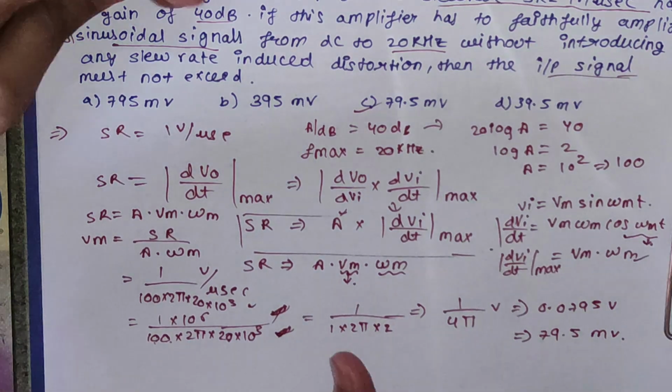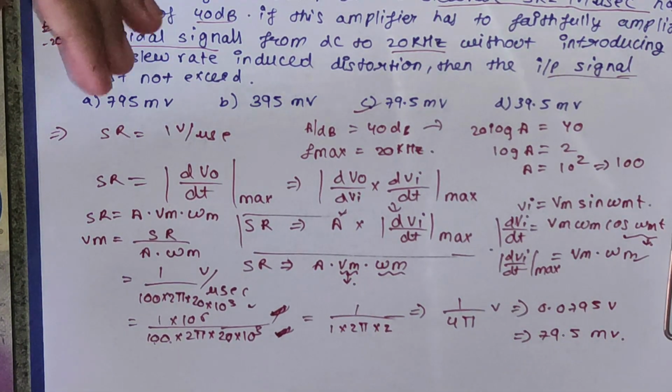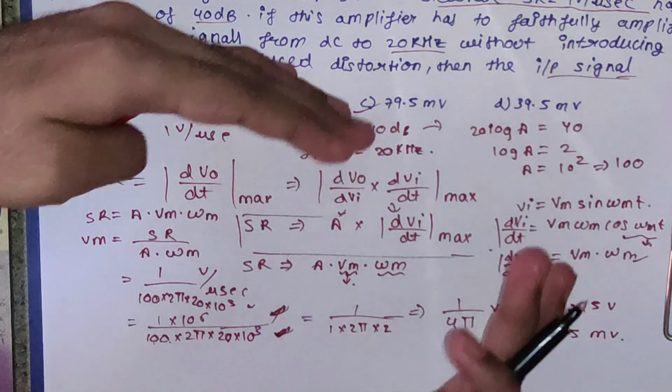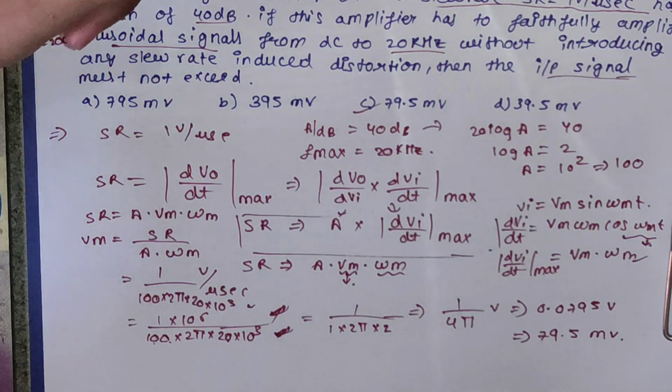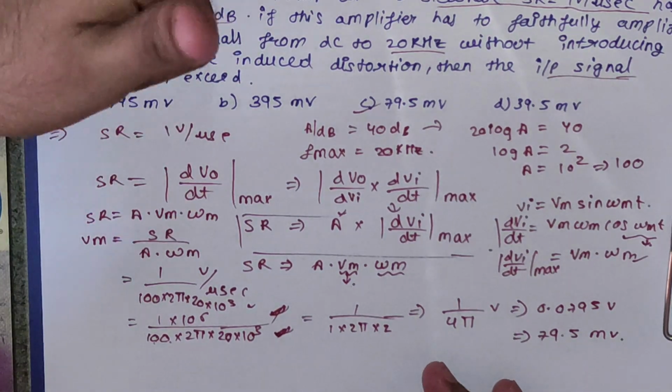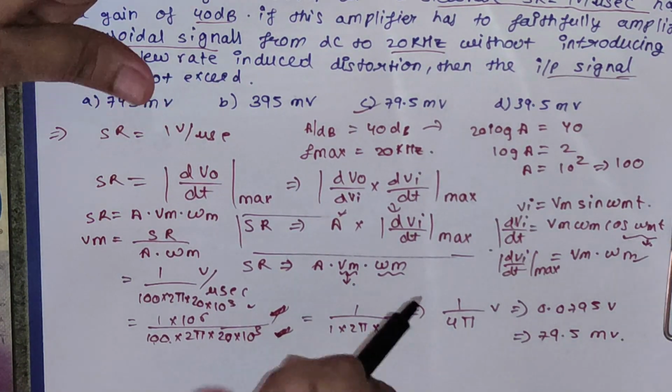So from this you can conclude, if you know the basics of slew rate and offset, you can solve this type of sum very easily. So don't be afraid of these two parameters, you can solve this type of question very easily. Okay, so that's it for today.